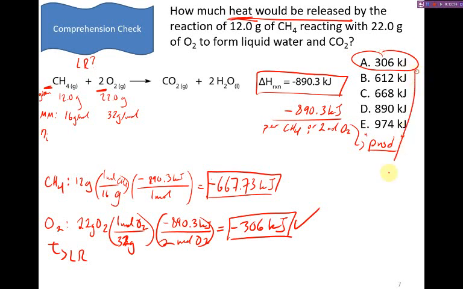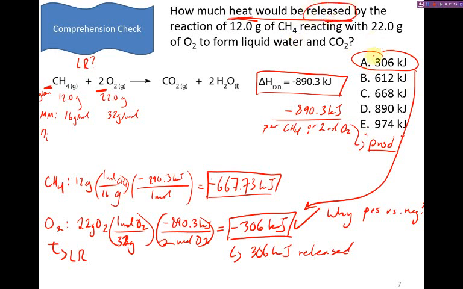Now, why, in this case, do we have positive versus negative? Well, another way of saying this is that there's 306 kilojoules released. And if you look at the wording, it's asking how much will be released, and therefore it's implying that all of these are negative values. So you just want to pay attention for that type of wording.